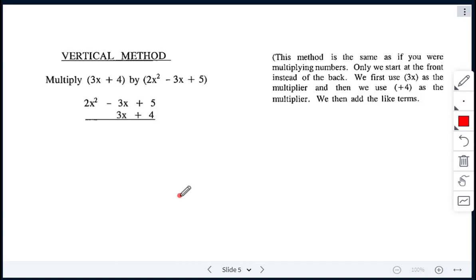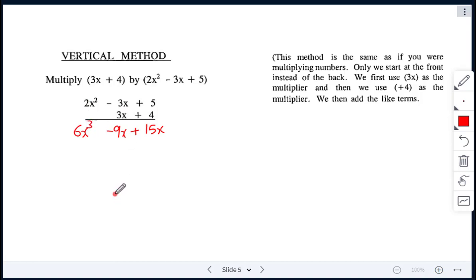So if you're doing this method, you take the 3x and the 5, 3x times 5, and you get the 15x. And then you have 3x times negative 3x, that gives you the negative 9x, and you do have to add your positives and negatives. And then we have 3x times 2x squared, which is 6x cubed.